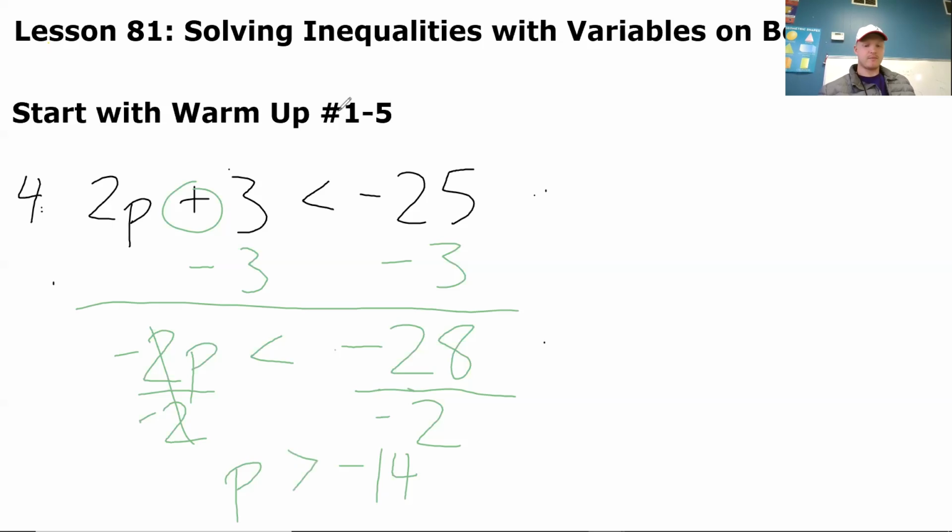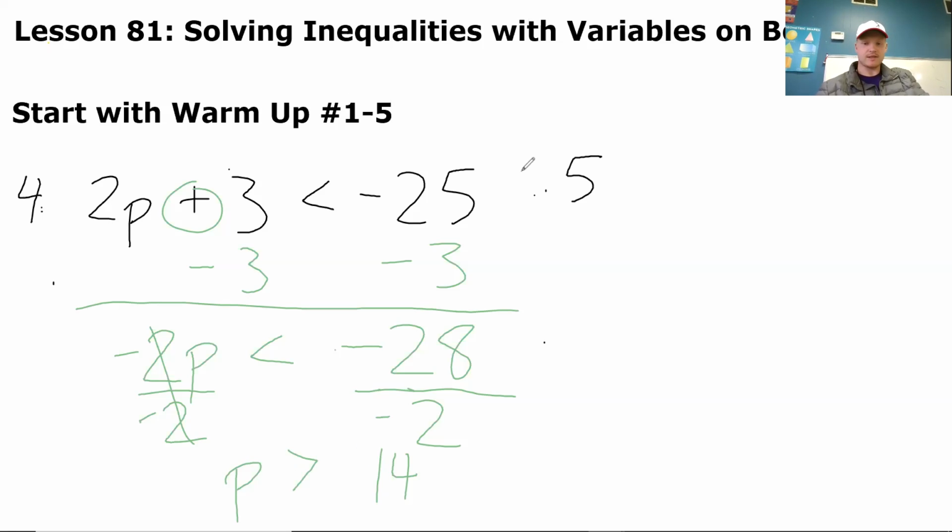So we would have p is greater than positive 14. P is greater than positive 14. So that negative sign flips your answer. And yeah, okay. So let's do number 5 as our last one here.